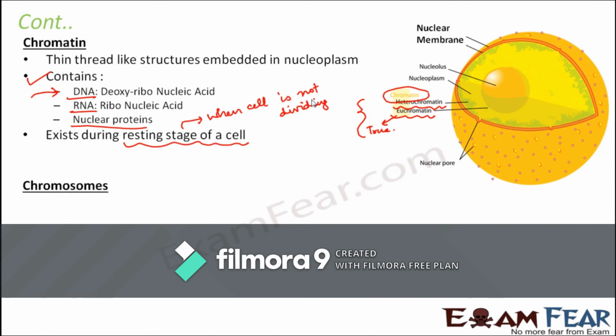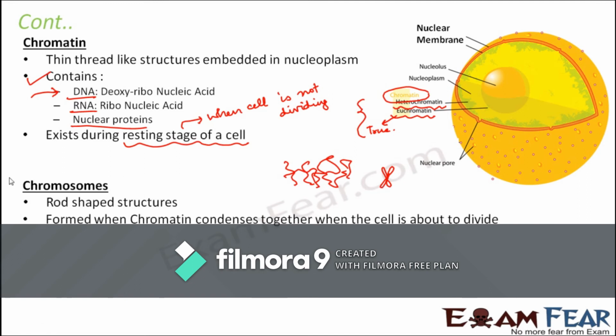So now we will talk about chromosomes. These are rod-shaped structures. Chromatin are thin, thread-like structures, but when you talk about chromosomes, they are rod-shaped structures, somewhat like this. So many chromatin will join together to form such rod-shaped structures. They are formed when chromatin condense together when the cell is about to divide, and that is when chromosome formation takes place. So now the cell is actually moving from the resting stage to the dividing stage.